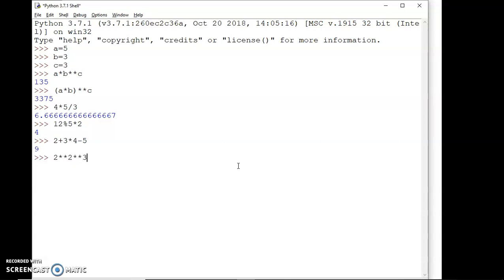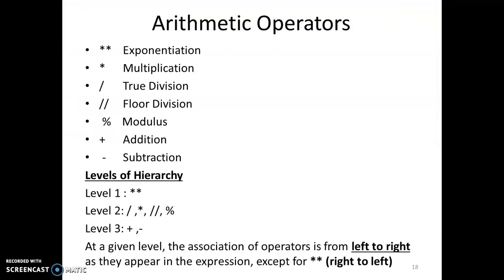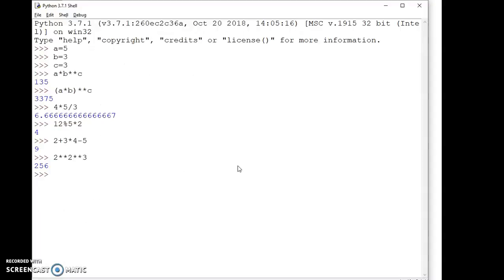Now you would be tempted to say that 2 raised to power 2 is 4, raised to power 3 is 64. But here the exponentiation operator is occurring twice. So you need to perform 2 raised to power 3 first, because it should be done from right to left. So 2 raised to power 3 is 8, and 2 raised to power 8 is 256. That is the only variation in the levels of association. For all operators, it is from left to right, and for the exponentiation operator, it is from right to left.